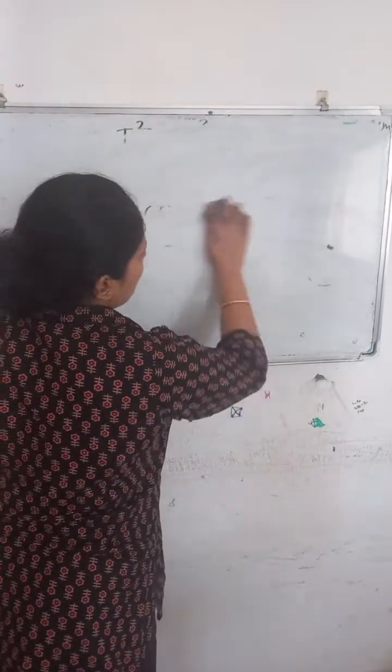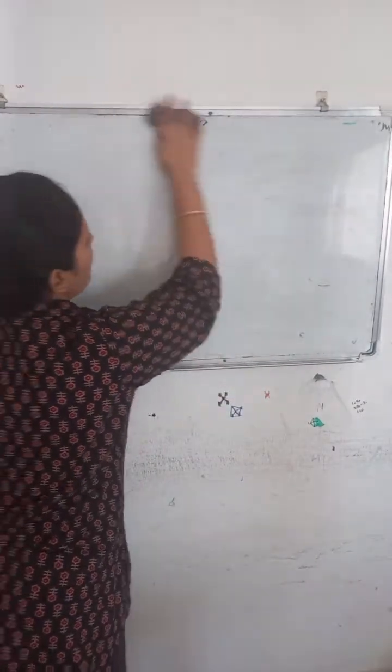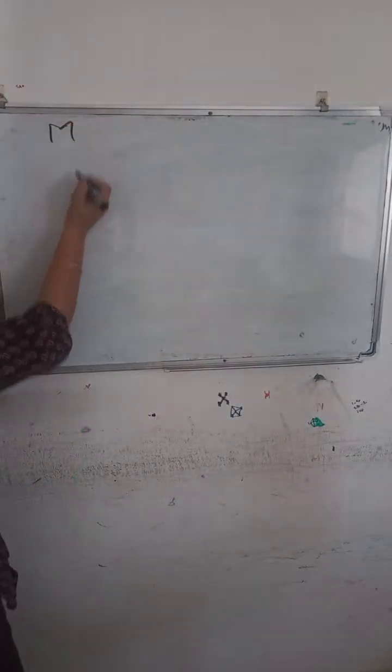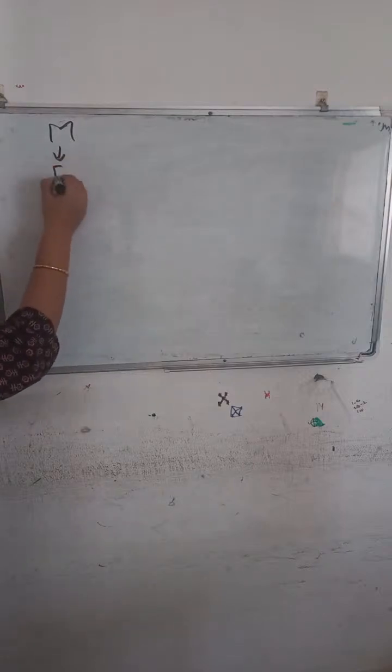Okay, so here any body is having mass small m. Capital M we are taking is the mass of the moon, and small m is the mass of the body. Or else, if you want, you can take this mass as the earth.